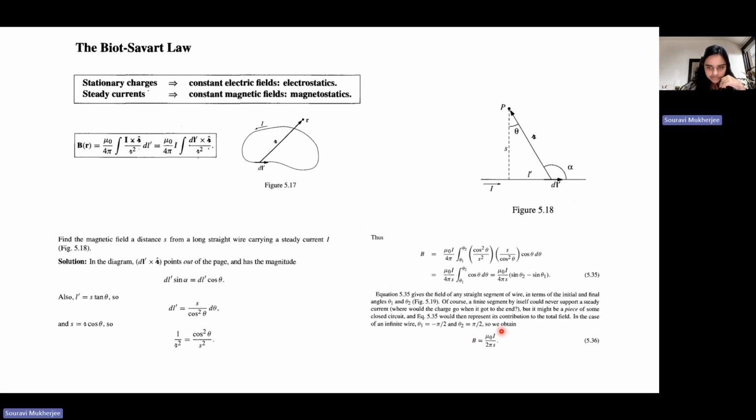And this is the relation. So you have this 1 by s dependence. Now, just as we had Gauss's law from Coulomb's law, you can have Ampere's law from the Biot-Savart law, which again makes use of the symmetry and gives us a simplified version of the Biot-Savart law.